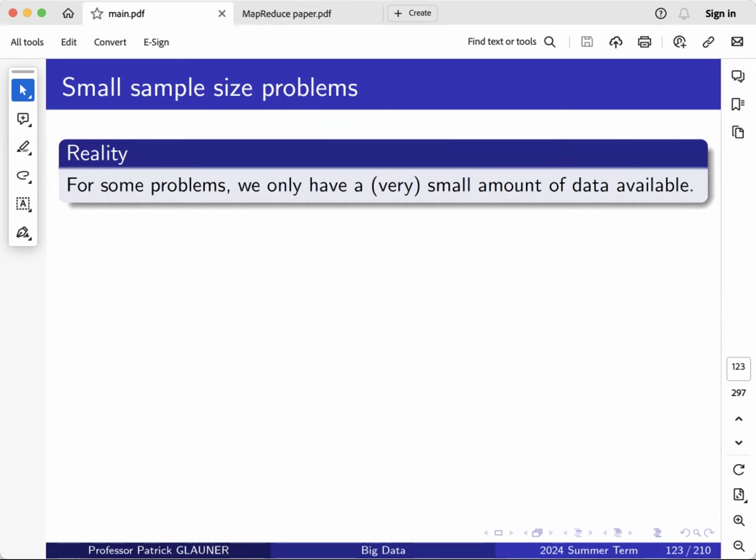In fact, we come across such small sample size problems, for example, in biometric identification, where we just have a few samples per person. Or we have CT scans. CT scans are expensive and difficult to collect, so maybe we just have a few CT scans, but we still want to learn something reasonable. And what are the consequences of such small sample size problems?